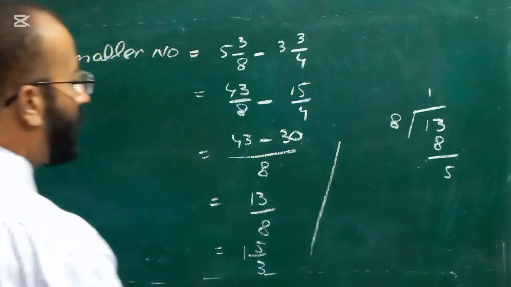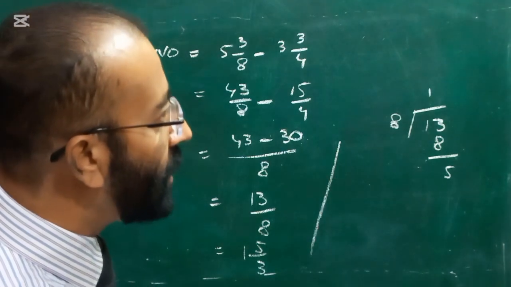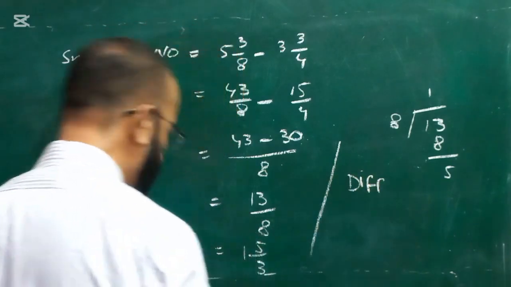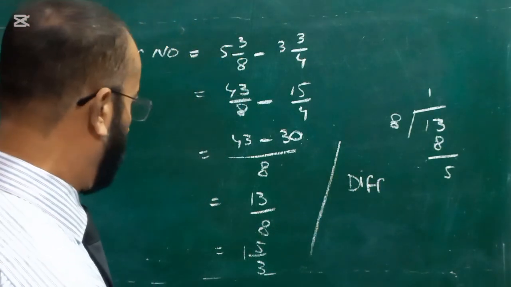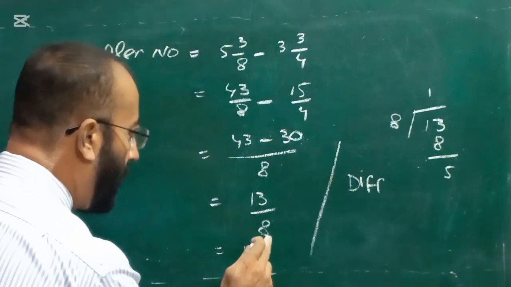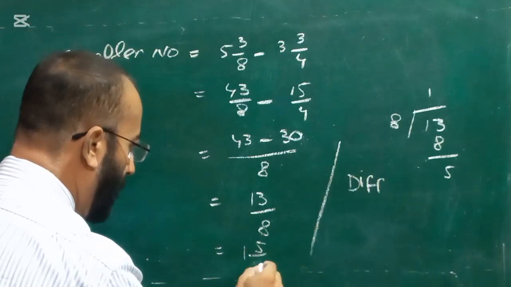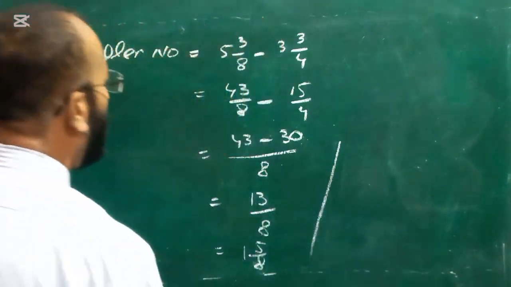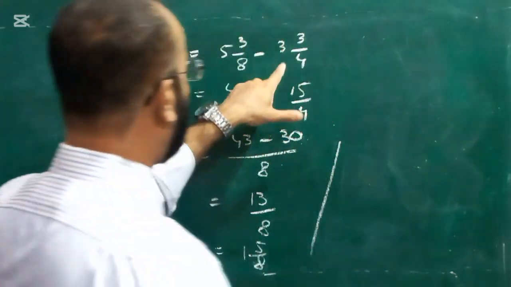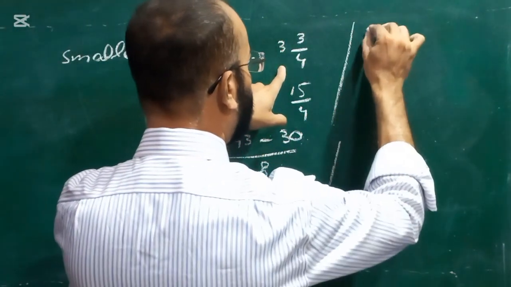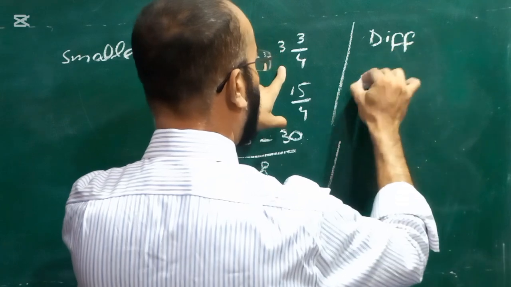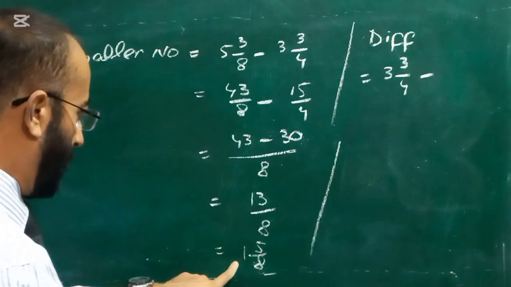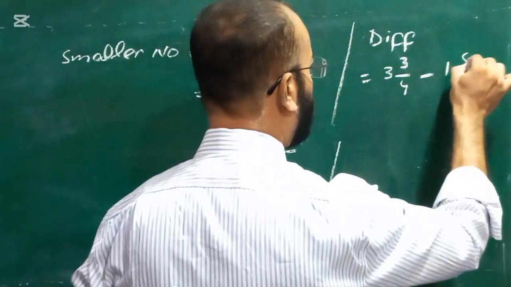The next requirement was to find the difference of the two numbers. So the difference will be equal to, okay, 1 whole number 5 by 8, because here is 8. Now we are going to find the difference of the two numbers. The larger one is 3 whole number 3 by 4. So the required difference is 3 whole number 3 by 4 minus, this is the smaller number, 1 whole number 5 by 8.